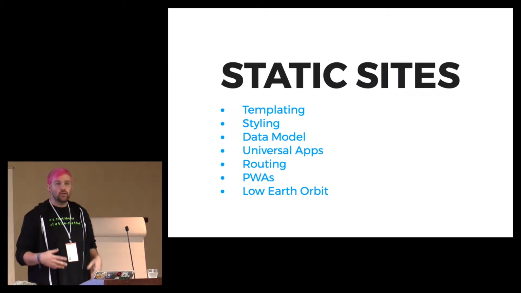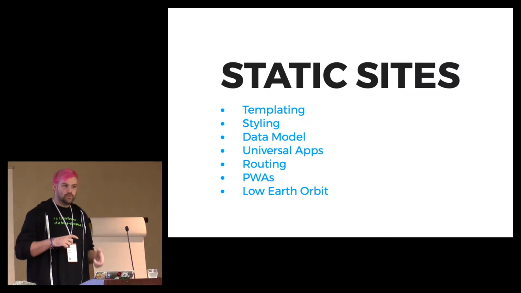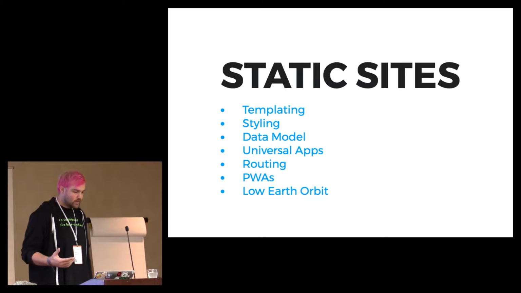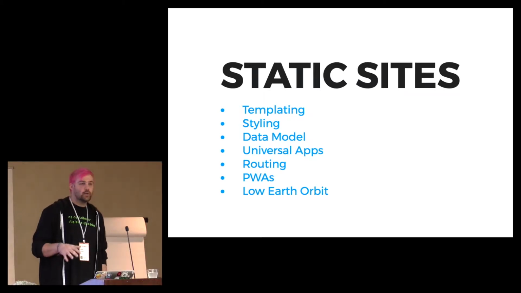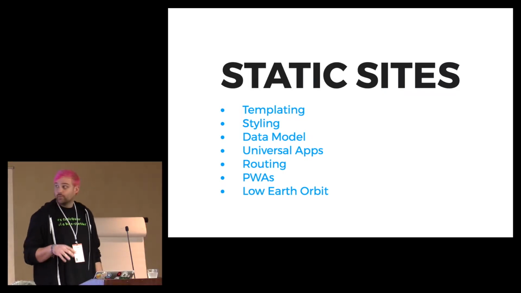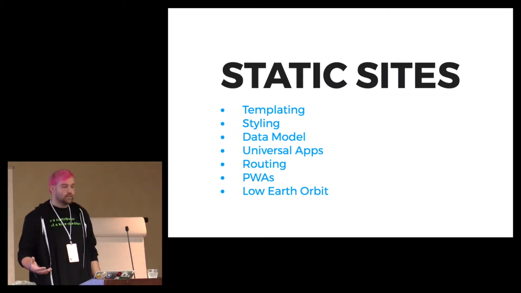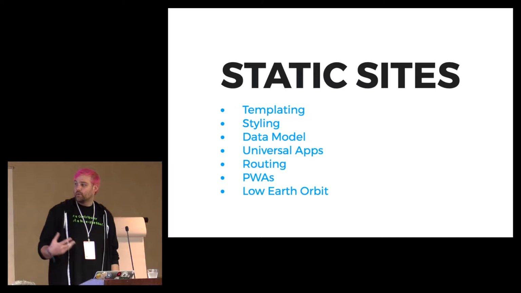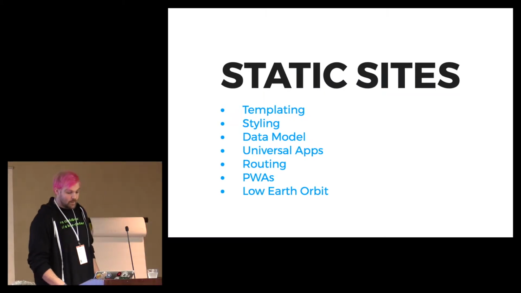We're going to talk a little bit about universal applications and how they are so close to static sites that there's almost no difference. We're going to spend a little time on routing and URL generation. We're probably not going to do too much on progressive web apps, but I'll mention it a couple times. And then finally, I will describe a little more about the structure of the Low Earth Orbit project and how it enables these things.